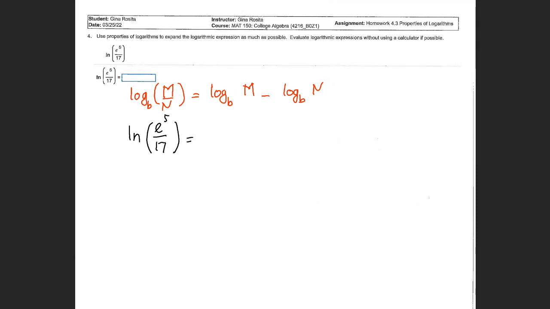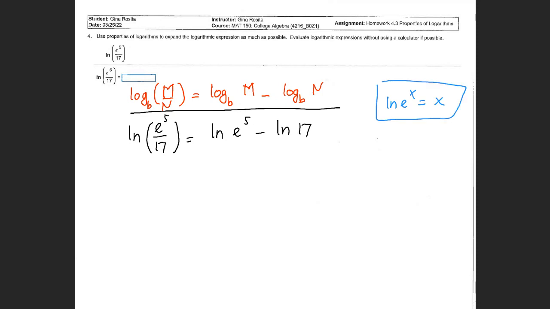Now this is the same, just follow the quotient rule. So now it becomes natural log of e to the fifth minus natural log of 17. For this one, remember that natural log of e to the x is x. So we have to know this one. It means x here, so for this one it equals 5. So the answer is 5 minus natural log of 17.